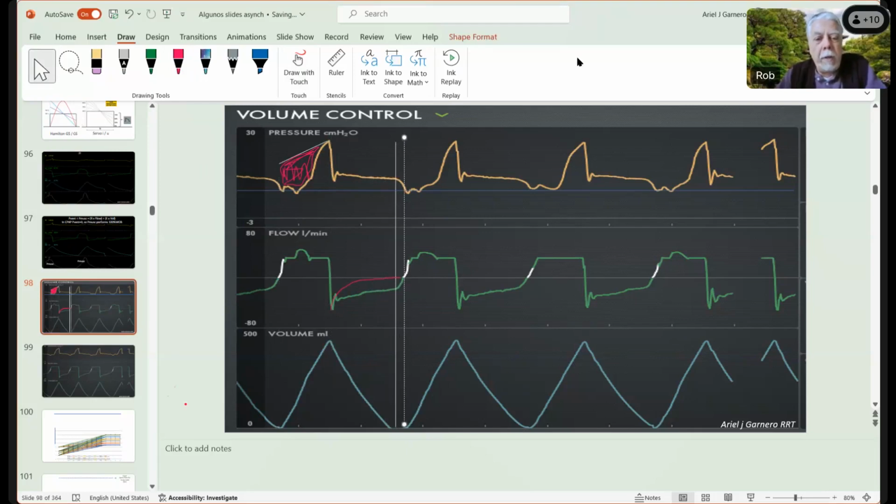So there you have it. I don't see any failed trigger efforts. There's no false trigger happening. There's no indication of a leak that would cause false triggering. So there we go. Any other comments on that, Ari? Not from my side.